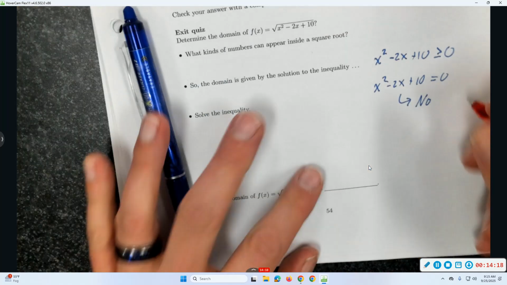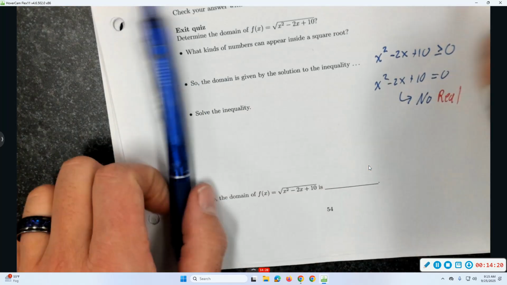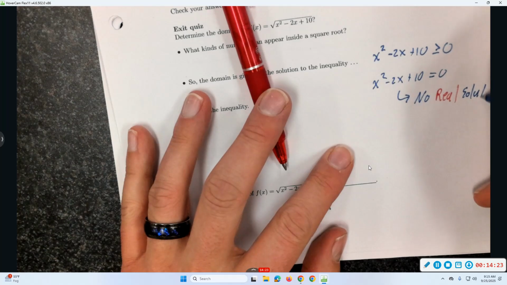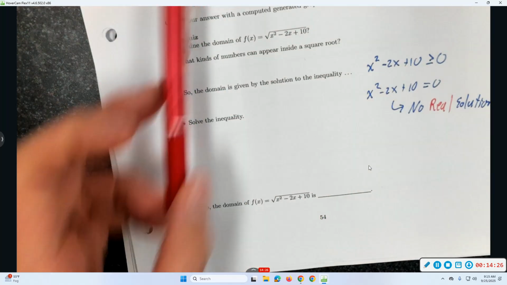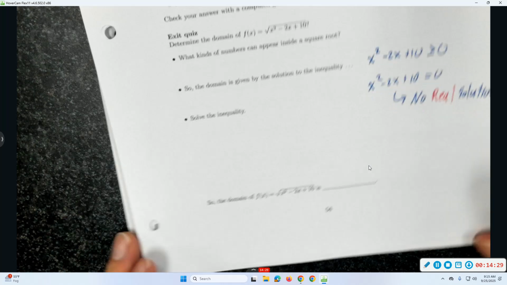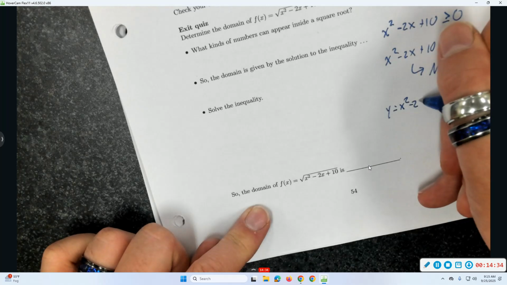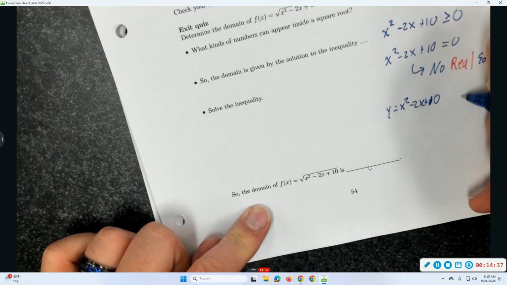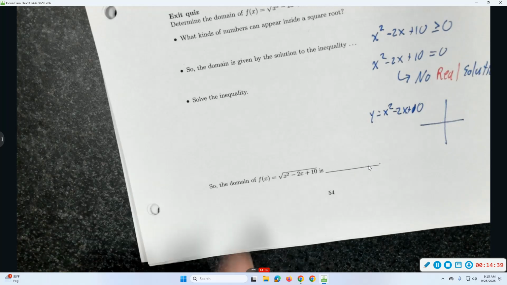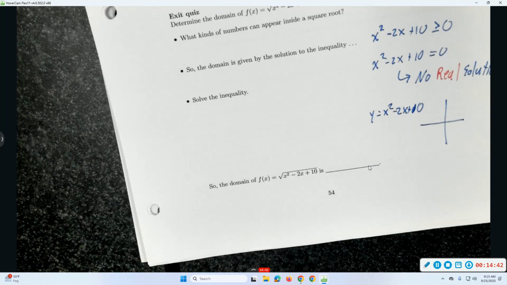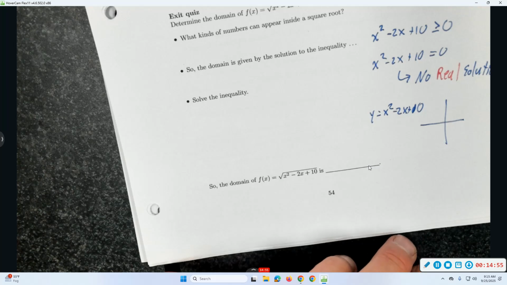And maybe for the sake of leading into what I'm going to talk about in a few minutes, that thing has no real solutions. Alright, so it has no real solutions. That tells you that if you were to graph y equals x squared minus 2x plus 10, there are no x-intercepts. So how did you go from there? I saw that it was an upward opening parabola. So we'd have to, I don't know how to explain it.